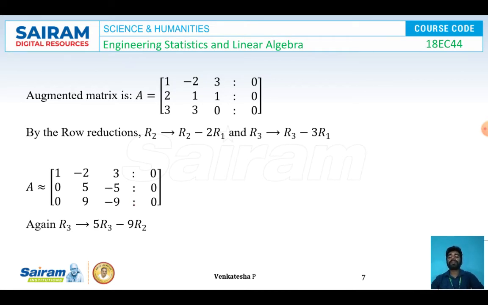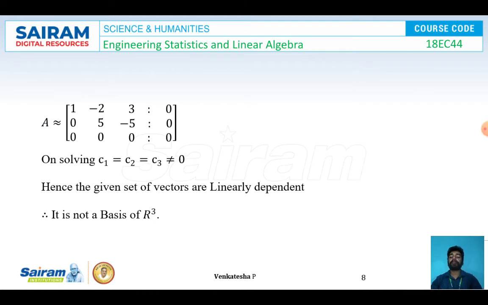Now I'm going to do one more row transformation, that is R3 goes to 5R3 minus 9R2. To convert the last row to 0, I'm doing this operation. After this transformation, I got the matrix: 1, -2, 3 equal to 0; 0, 5, -5 equal to 0; 0, 0, 0 equal to 0. And here we have to note that the last row is completely 0.